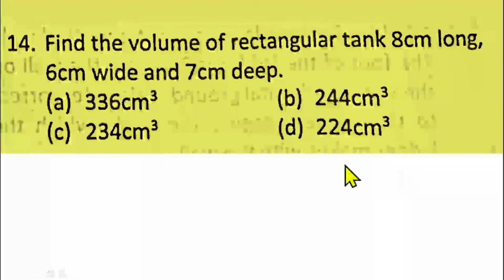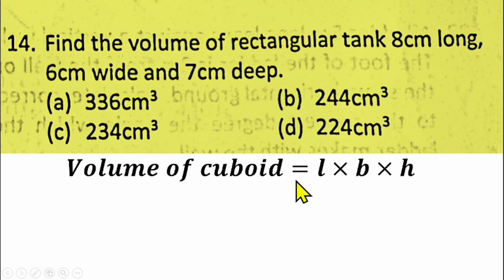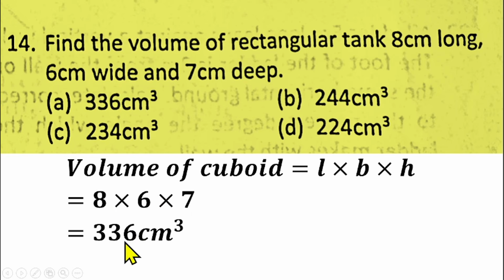Question number 14 is from the mensuration of solid shapes. In this case, we are measuring a cuboid. Find the volume of a rectangular tank, 8 centimeters long, 6 centimeters wide, and 7 centimeters deep. A rectangular tank is a cuboid. So the volume of a cuboid is length times breadth times height. You have been given the length, the breadth, and the height. If you multiply that out, you have 8 times 6 times 7, and that should give us 336 centimeter cube, which makes option A the right answer for question number 14.